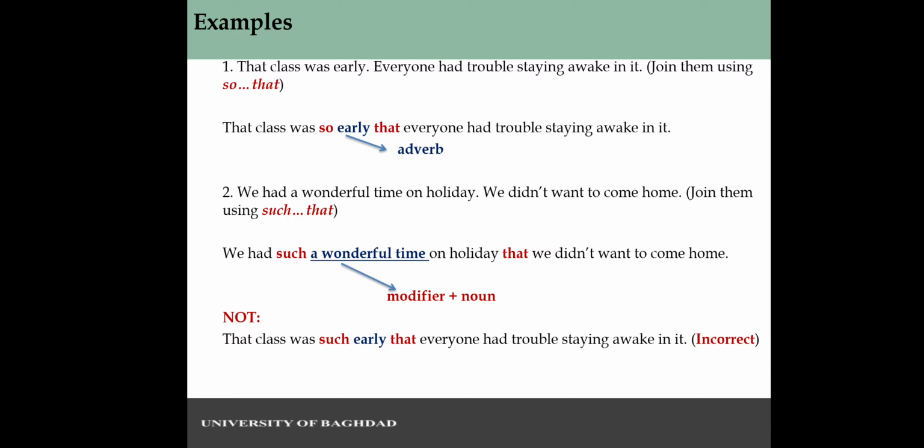Now we have a wrong sentence. That class was such early that everyone had trouble staying awake in it. So this sentence is incorrect. Why? Because we have early, which is an adverb, and as I said, we need to insert after such a modifier and a noun, not an adverb or an adjective or a quantifier. So try to pay attention. We need to insert a modifier plus a noun. Even a modifier alone is incorrect. So try to pay attention to what to use with each of these conjunctions.